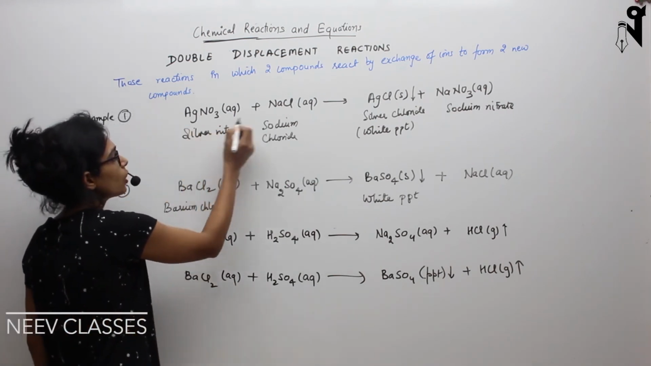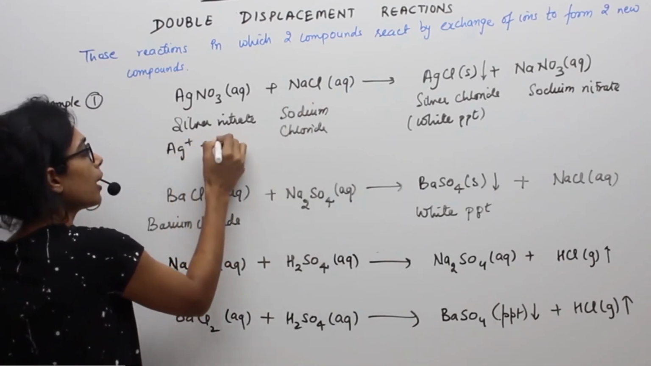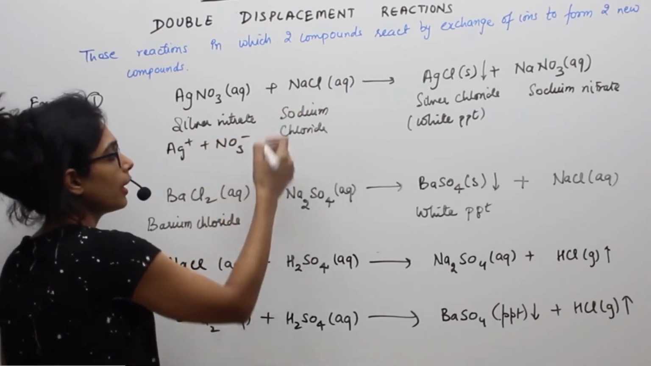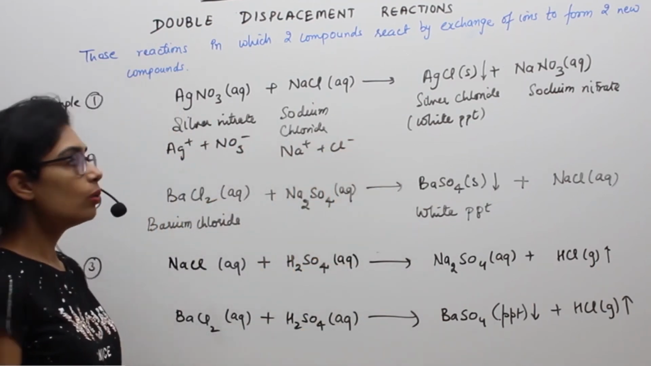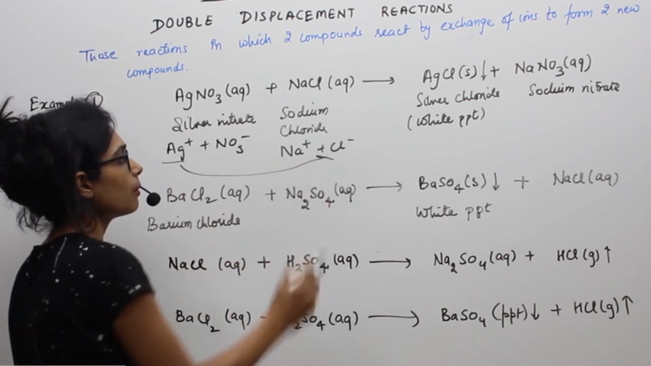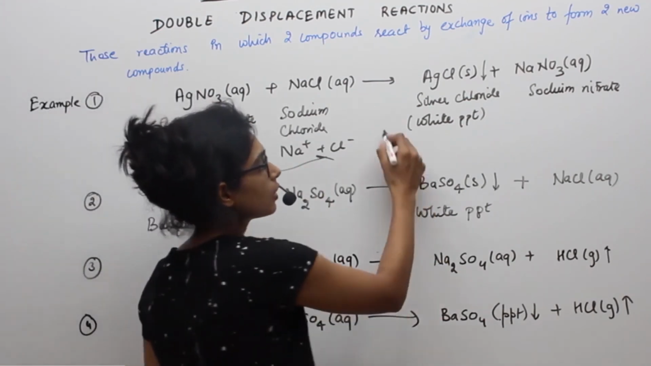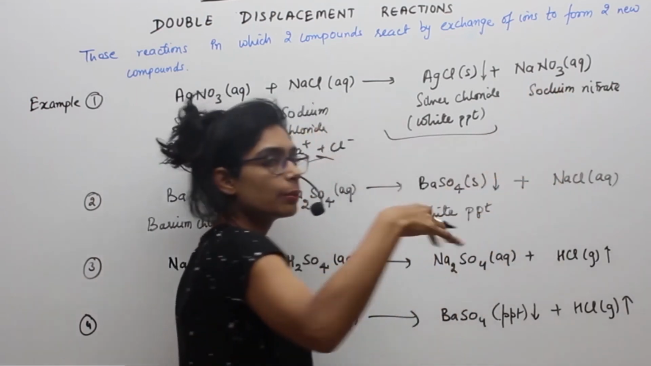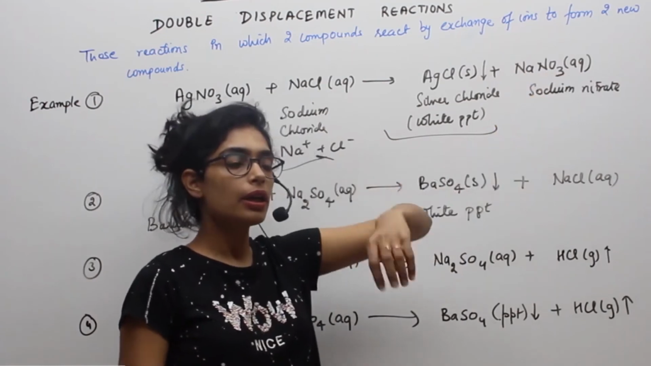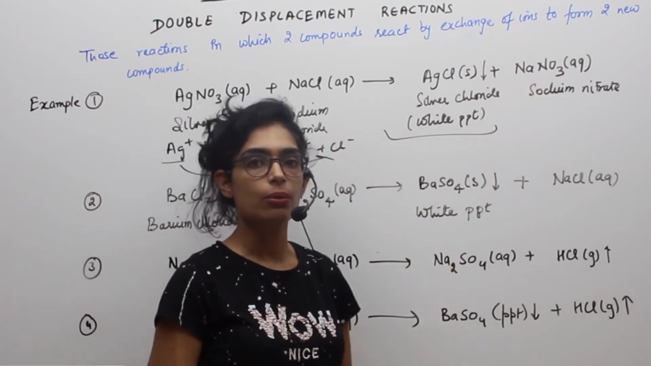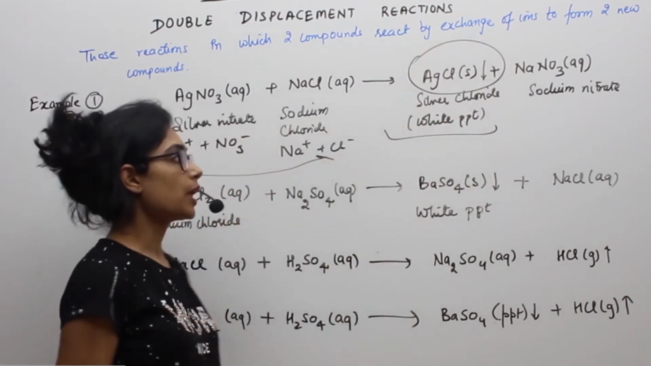First, I have taken AgNO3 and NaCl. Now AgNO3 will split into Ag plus and NO3 minus, and NaCl will split into Na plus and Cl minus. Now, when Ag and Cl combine together, they will form a precipitate, a white color precipitate, and NaNO3 will be in the aqueous solution just like that. I have written NaNO3, but they will be suspended like their ions in the aqueous solution. So one of the products is forming as a precipitate.